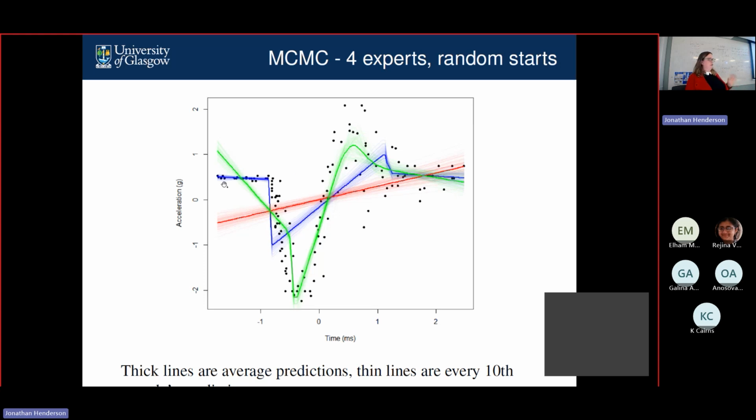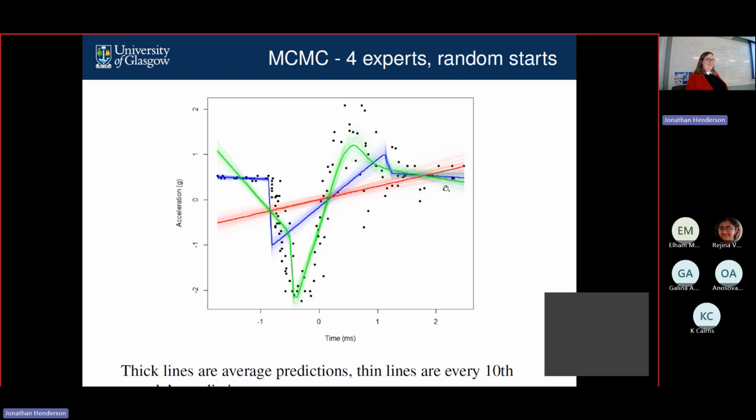The thin lines are essentially just pools of iterations for every 10th sample. So the blue seems to get the first stage well, and then just models basically the next 3 stages by a single line. And then you sort of have a line at the end. So it's doing the start in the beginning well. The green is not capturing the beginning well, but it's capturing that abrupt change between deceleration and acceleration well.